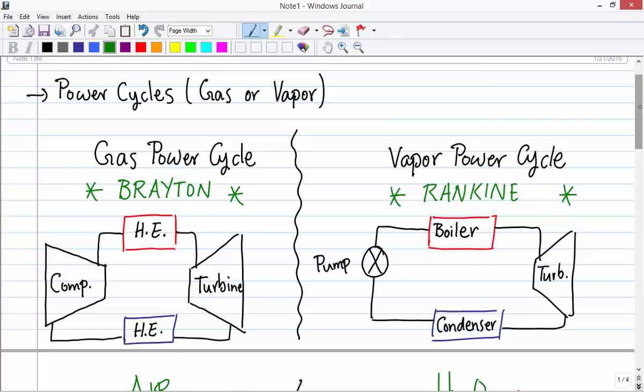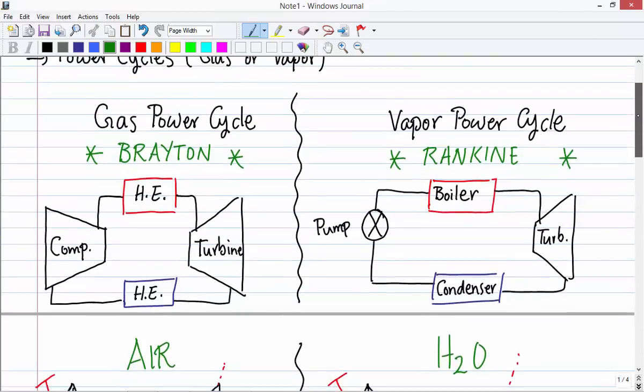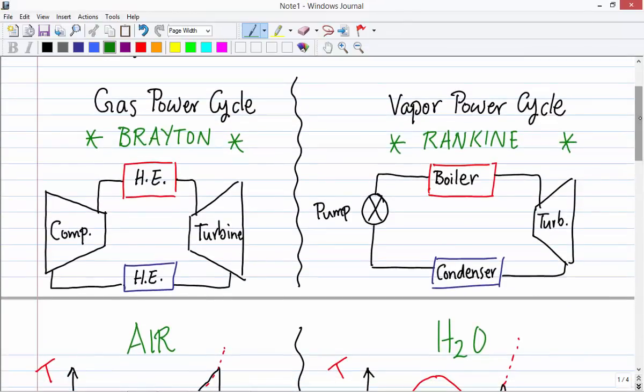Here on the left side we have the Brayton cycle. We have other types as well in the gas power cycle. On the right side we have the vapor power cycle, which is the Rankine. So let's talk about the Brayton first. As I told you, in the Brayton cycle, the working fluid is air.